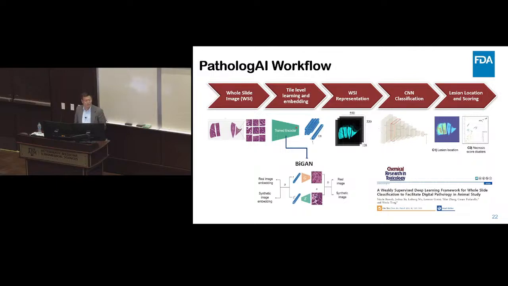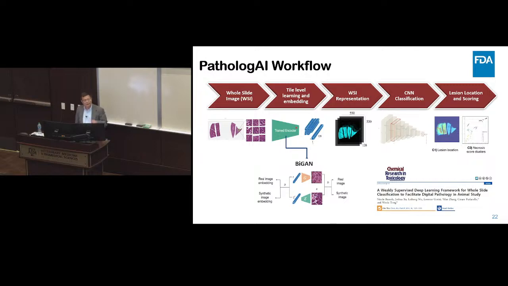And here we start with the whole slide image. Then we break down this whole slide image into many, many small pieces and feed these small pieces into the big GAN. The big GAN tries to understand how these small pieces work together, how the pixels within the piece work together, and which pixels can be removed and which pixels can be kept.